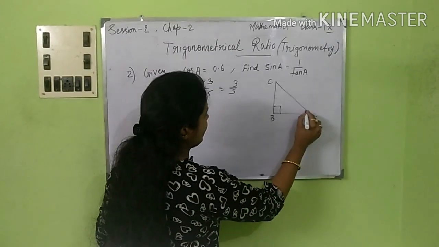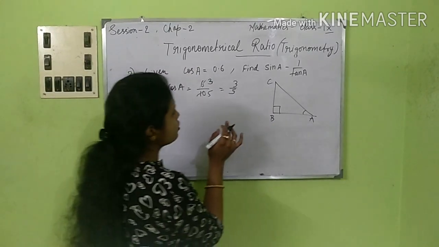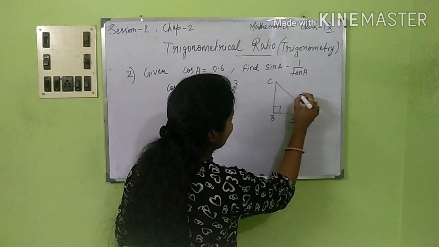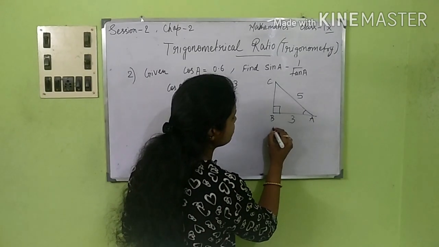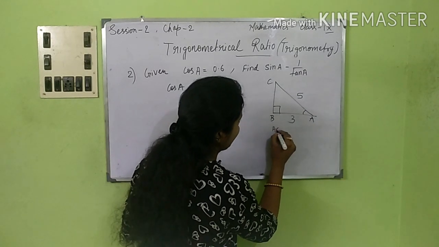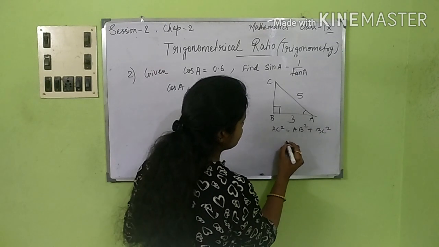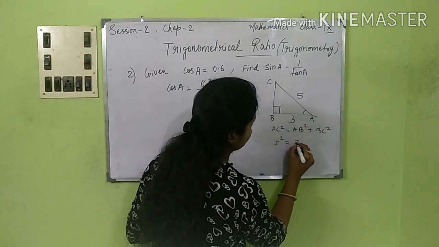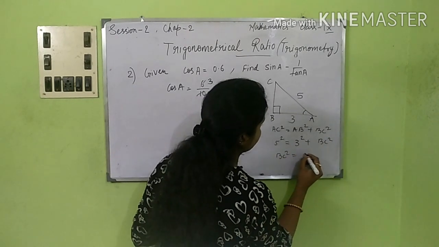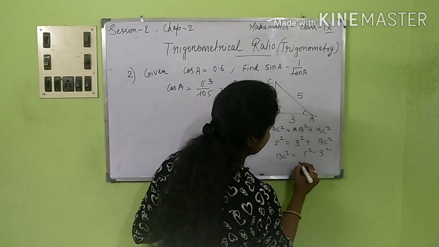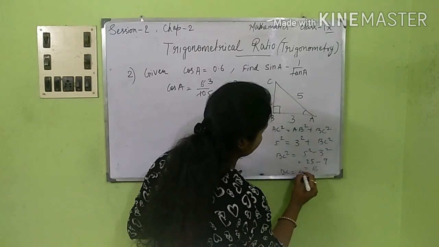So for A, cos A means base by hypotenuse. So which is base here? 3, and hypotenuse is 5. Okay. So by this Pythagoras theorem, we are going to get AC square is equal to AB square plus BC square. So we have here 5 square equal to 3 square plus BC square. So BC square is equal to 5 square minus 3 square. We are going to have 25 minus 9, that is 16. So BC is equal to 4.